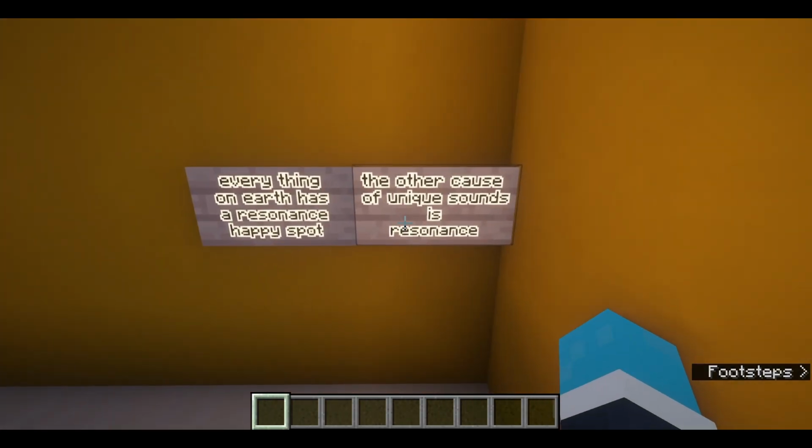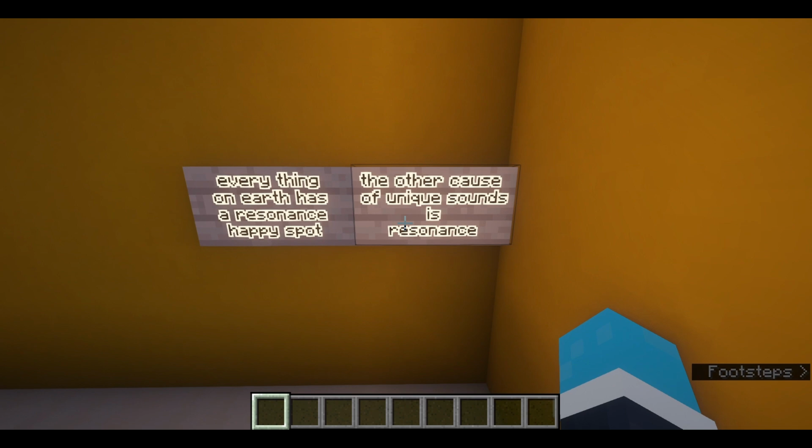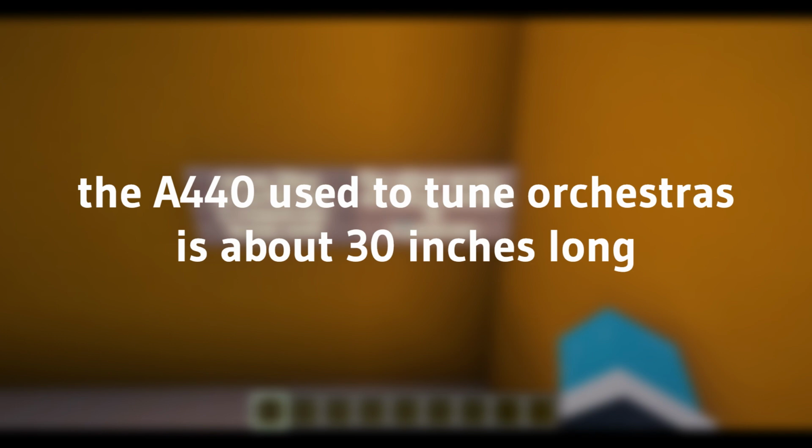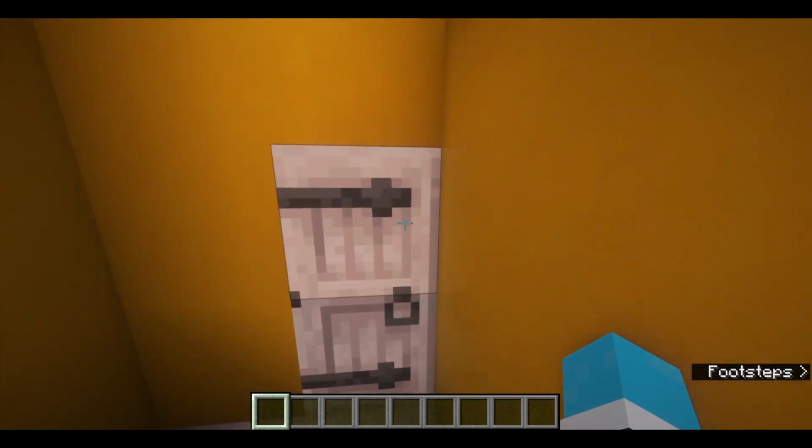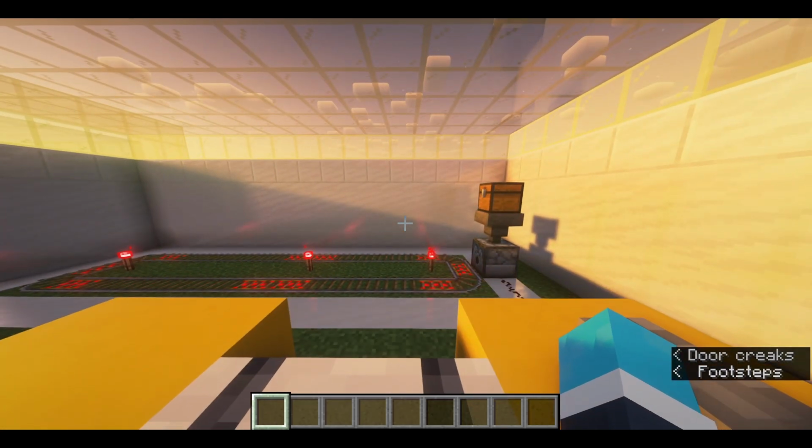Next, the other cause of unique sounds is resonance. Resonance is when the length of the wave emitted can bounce in its own length. Yes, sound waves do have lengths, but specifics are not needed for understanding. Everything on Earth has a resonance happy spot, and I'll illustrate how it works.